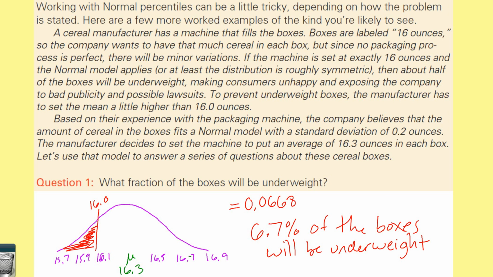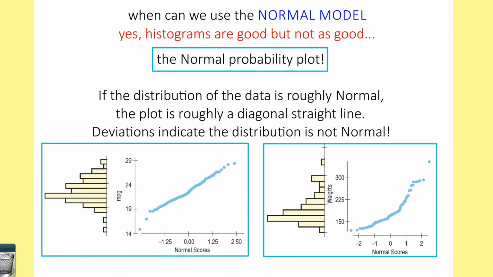Alright, we're almost done. So when can we use this normal model? Histograms are good, but they're not as good, because look at these. The one on the left, this histogram, I know some of you would see these and go, oh, those kind of look like outliers, so maybe this isn't very normal. So we graph a normal probability plot.